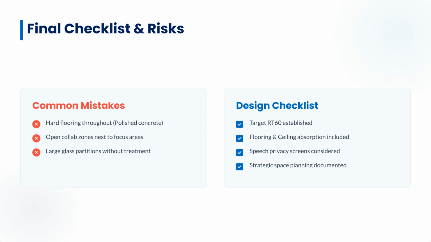The design checklist includes an established target RT60, inclusion of flooring and ceiling absorption, consideration of speech privacy screens, and documentation of strategic space planning. Avoid common mistakes like hard flooring, open collaboration zones near focus areas, and large untreated glass partitions.